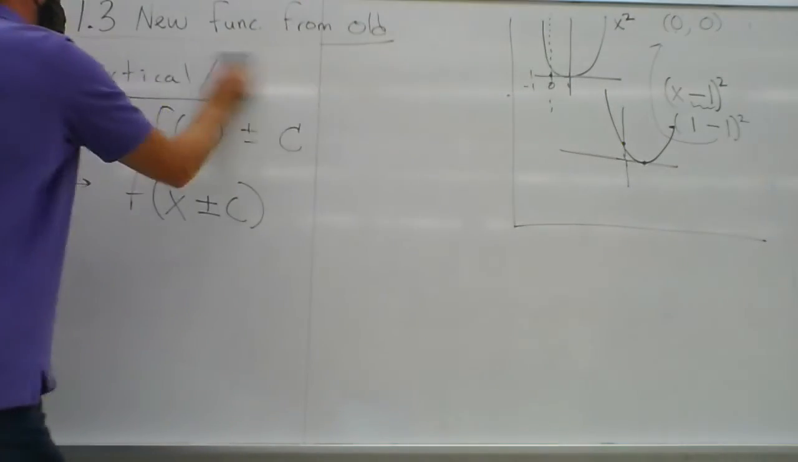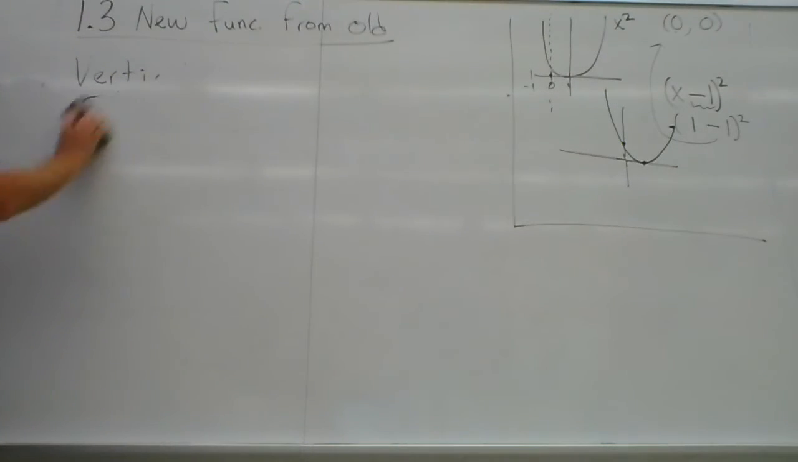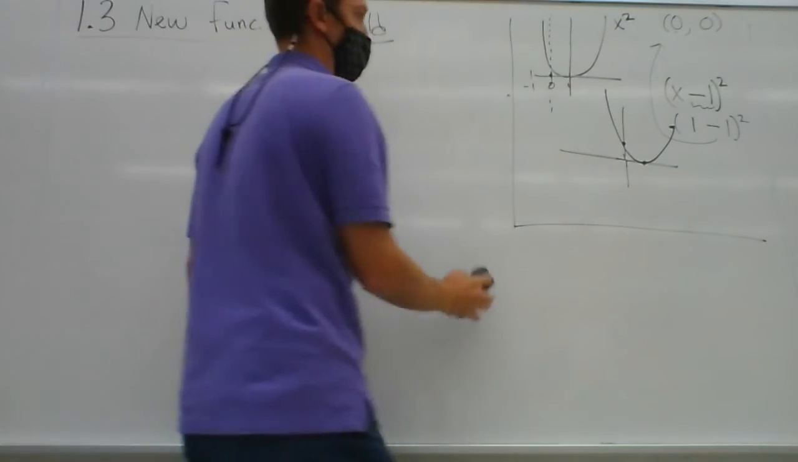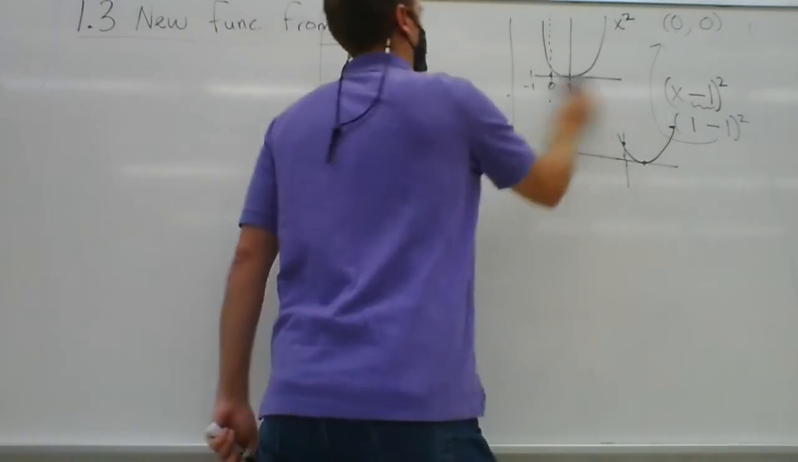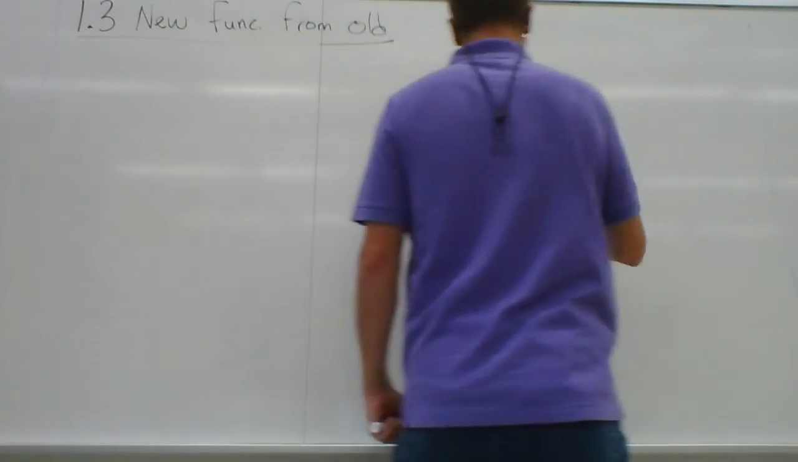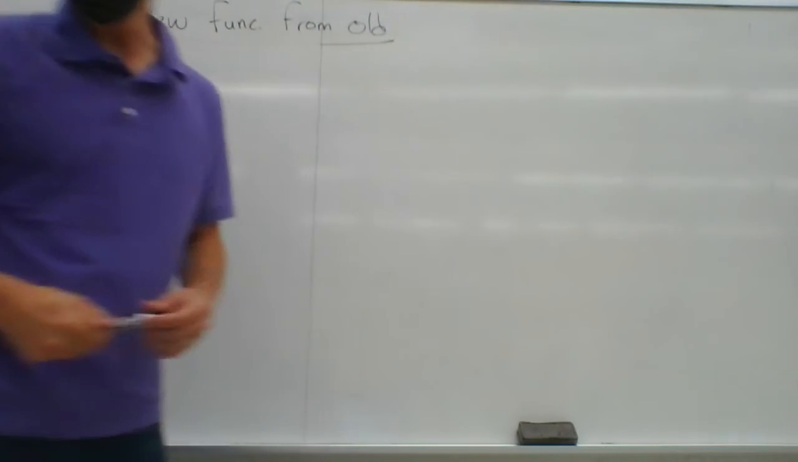So, a nice way to get a new function from an old function is just to shift it left, right, up, or down. You can combine them together to get a diagonal shift as well. These in general are called translations.